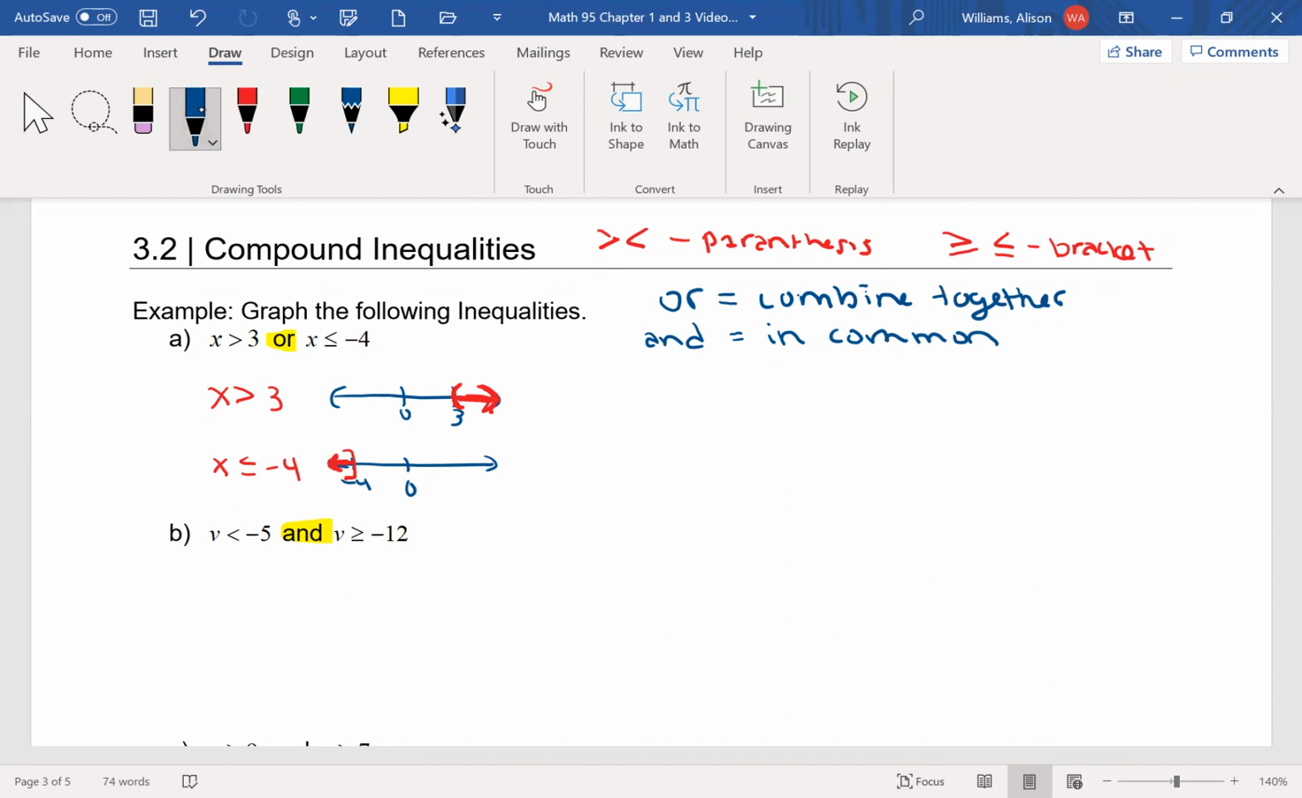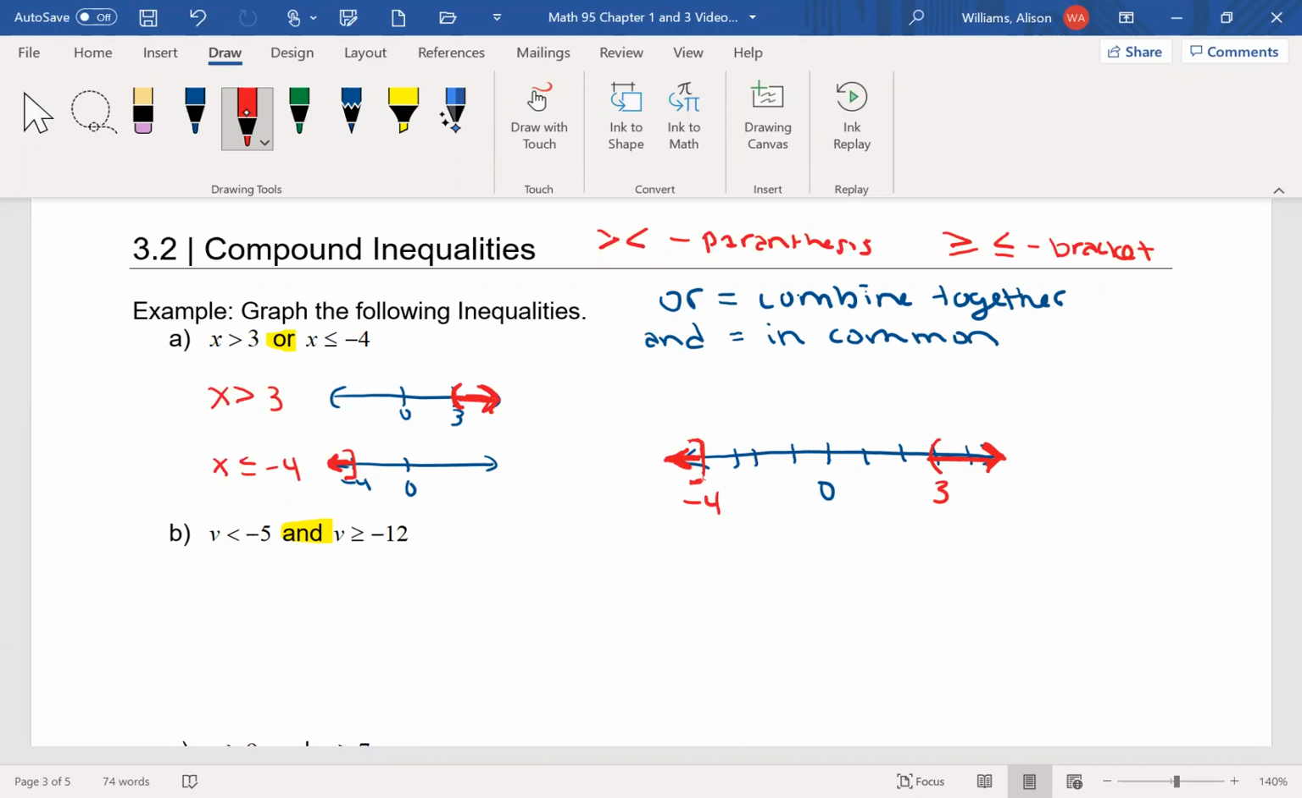So what we're looking at combined together, because we're looking at an or inequality, is that we're basically putting both of these onto the same graph. So this will end up being from 3 on to infinity and from -4 on to negative infinity, going this way. And that's what the combination of those two together looks like.